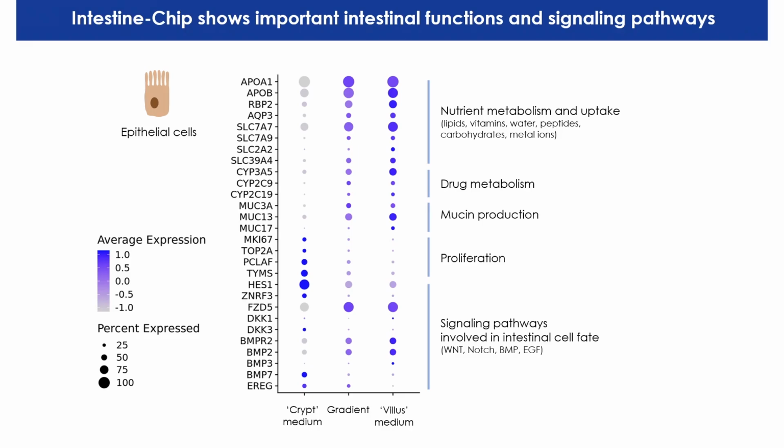And then interestingly, we also found some genes that were related to different signaling pathways that are involved in steering intestinal cell fate towards either a stem cell or a differentiated cell. And for this, we should not only be looking at the epithelial cells, but also definitely at the mesenchymal cells, because the mesenchymal cells actually secrete a lot of the ligands that can be sensed by epithelial cells to steer them in a certain fate.